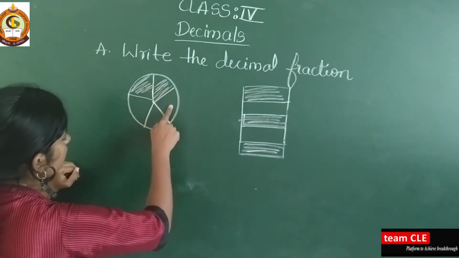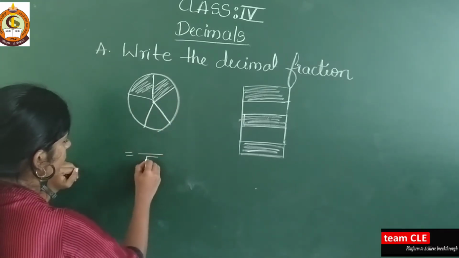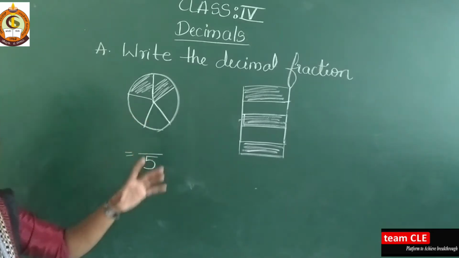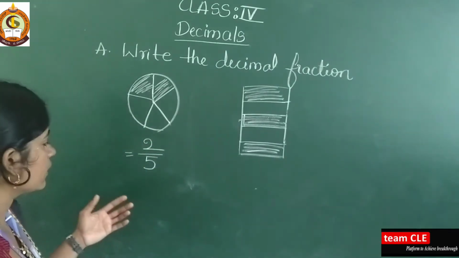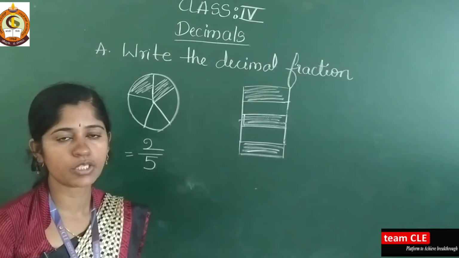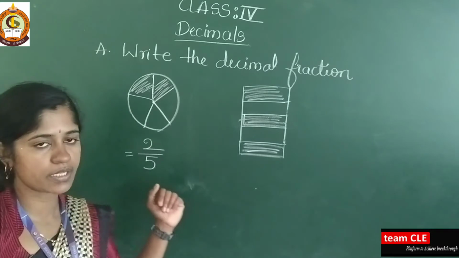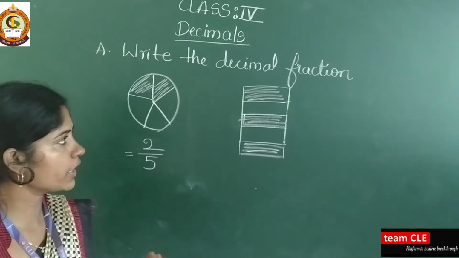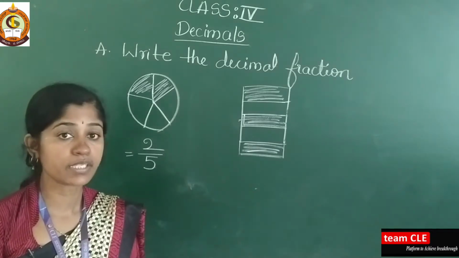1, 2, 3, 4, 5. So total parts are 5, and the shaded parts are 2. Already I told you, the denominator represents the total parts in the figure and the shaded part represents the numerator. So dear students, here I got the answer 2 by 5. Then how to write this as a decimal?